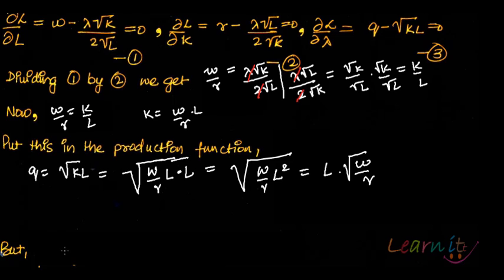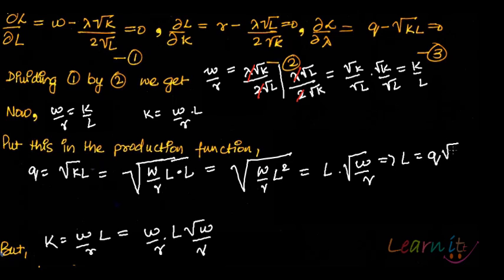But you've said that K is equal to W by R L, but you have found out the value for L, which is W by R L into root of W. I'm sorry, there's a mistake which I have made. So your L would be equal to Q root of R by root of W. Okay, so from here, let me just get away with this.